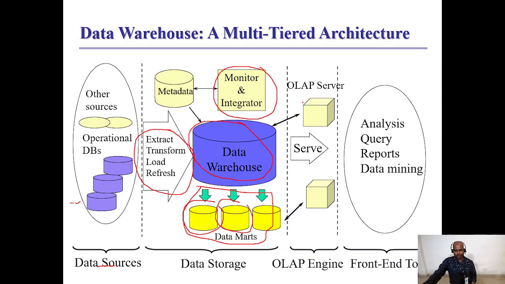That OLAP server will analyze this data warehouse data, and it will give results, maybe as an analysis, maybe a result for a query, maybe it will generate a report, or it may be useful for data mining. Like that, a typical multi-tier data warehouse architecture will be like this. It contains different tiers: the data sources tier, data storage tier, OLAP engine, and some different front-end tools. So in this way, we will construct a data warehouse.